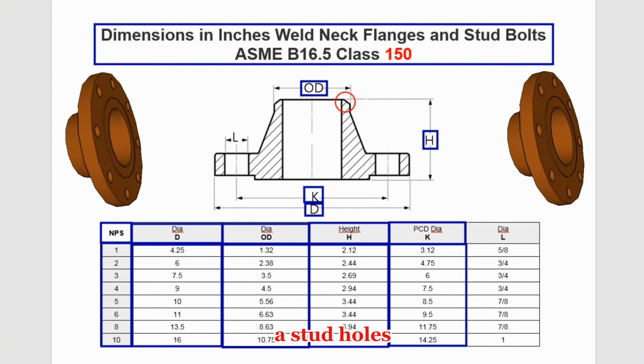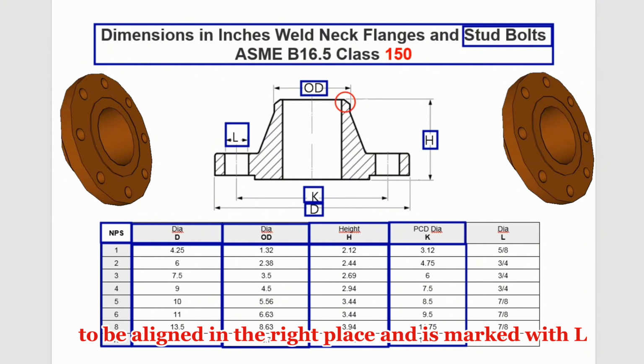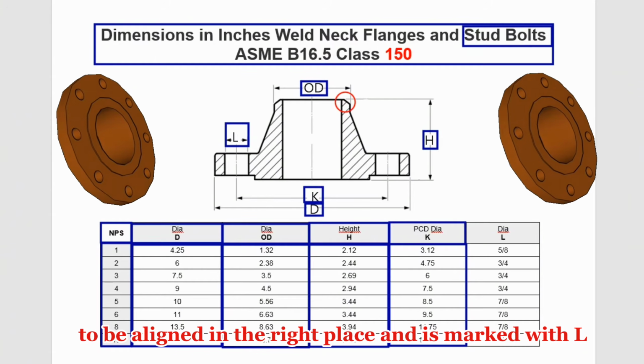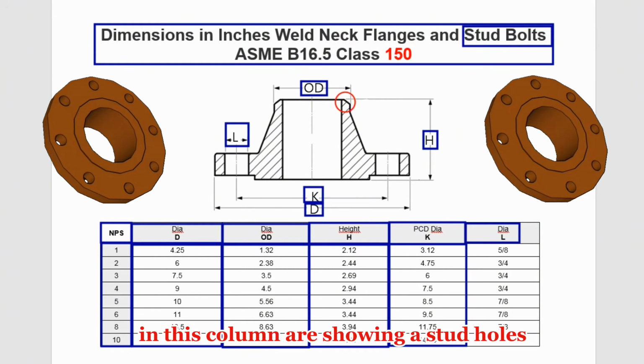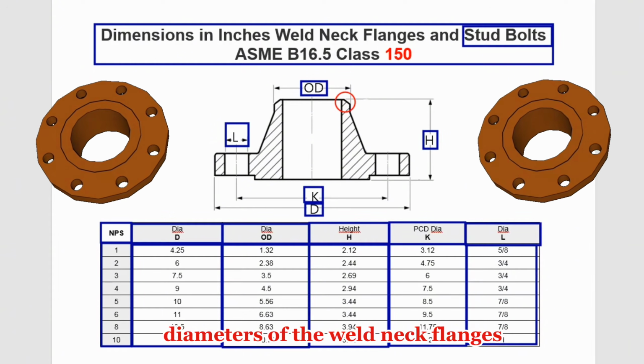Stud holes are openings in the flange used to fix it in place. Bolt or stud holes allow the flange to be aligned in the right place, and are marked with L in this example. This column shows the stud hole diameters of the weld neck flanges from 1 inch up to 10.